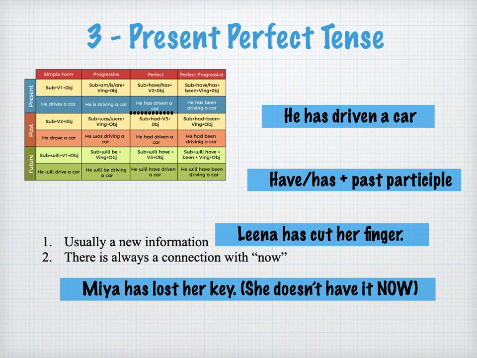Now, usually, a new information is passed using this tense. Lena has cut her finger. Again, there is always a connection with now. Mia has lost her key, which means she doesn't have it now. So, perfect tense has or have plus past participle.